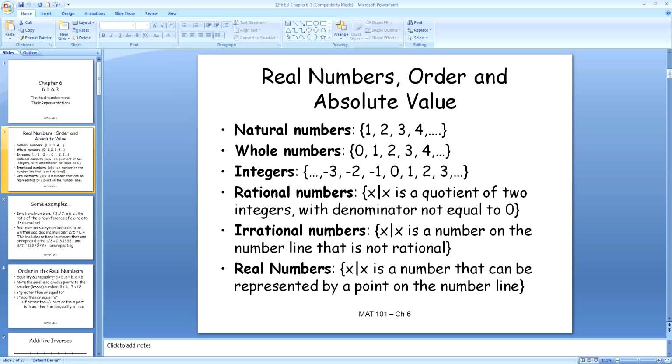Rational numbers is a quotient, and we're going to talk about what a quotient is later, but basically it's a fraction where you have a numerator over the denominator. It's a ratio of two integers, hence the term rational, with the denominator not equal to 0. Irrational numbers are numbers that are on the number line that are not rational. We're going to talk about that in a minute. And real numbers are those numbers that can be represented by a point on the number line.